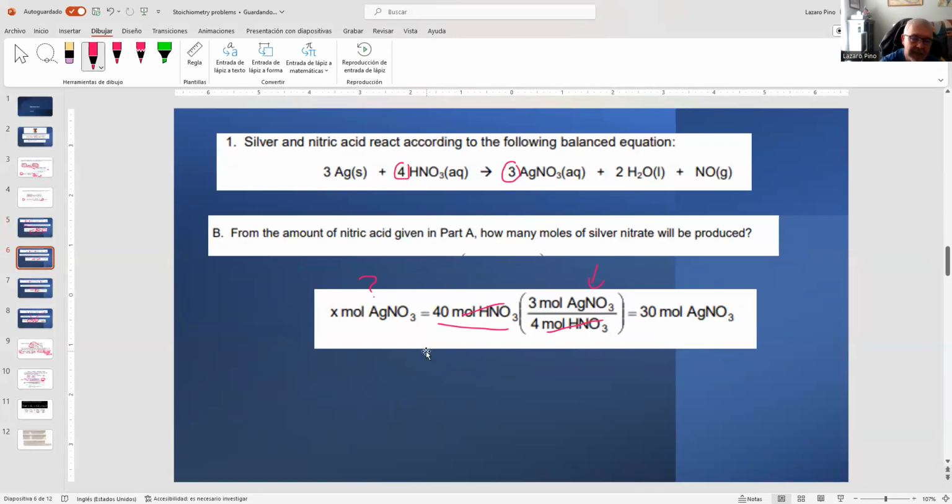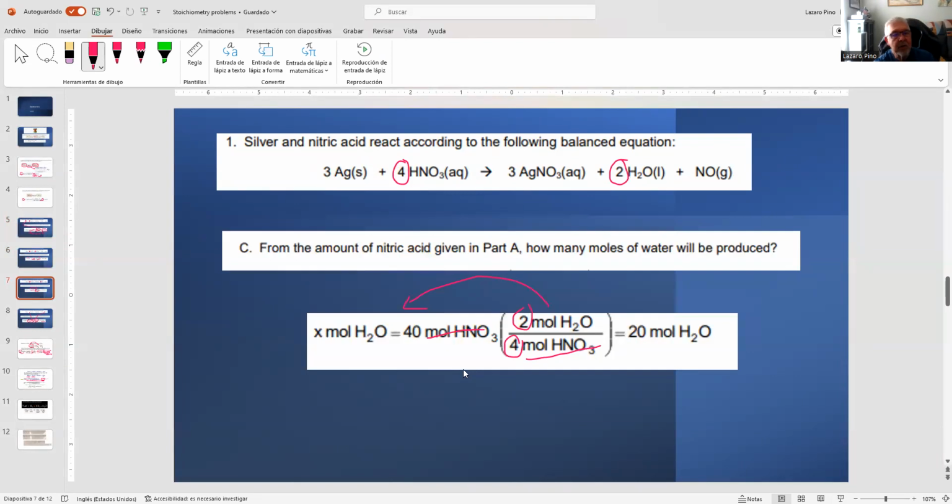Here I have another example that is about the same. But in this case, they are asking about the moles of silver nitrate that are produced in this reaction from 40 moles of nitric acid. In this case, you take the 4 for nitric acid and the 3 for silver nitrate. You cancel moles of nitric acid with mole of nitric acid, and you get your answer in moles of silver nitrate. That is the question.